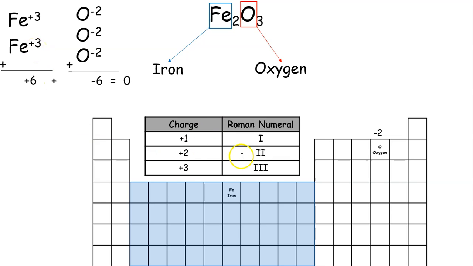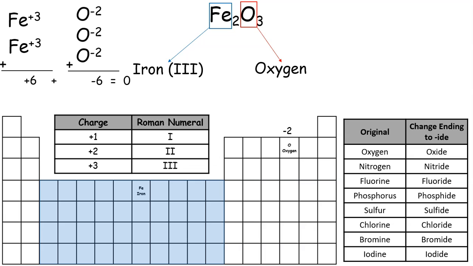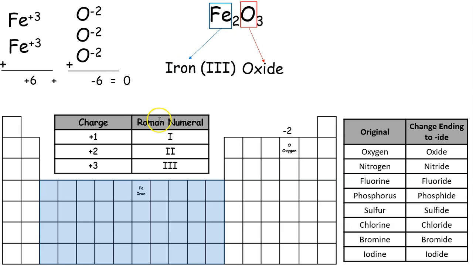Then what we do is we come and look at our Roman numerals, and we see a +3 is represented by the Roman numeral 3. So we put that into parentheses right after iron. So this tells me iron has a +3 charge. Then what we do is we have to change the ending of oxygen. We can't leave it as oxygen. So we look at our list here, and we see oxygen needs to be oxide. So we change oxygen to oxide. We change that ending to ide. Then we bring them together, and we have iron(III) oxide as the name for the formula Fe2O3.